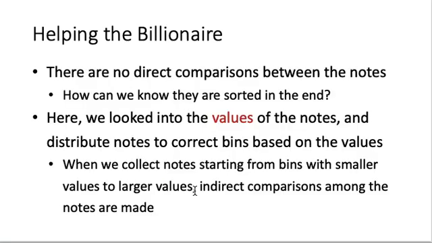Now notice that in the previous method, there are no direct comparisons between the notes, but we still can sort the notes in the end. The reason here is that we have actually looked into the values of the notes and used the value to distribute the notes into the correct bins. Although we are not comparing the notes, we are comparing the bins. And then when we compare the bins, we have made indirect comparisons among the notes inside these bins.